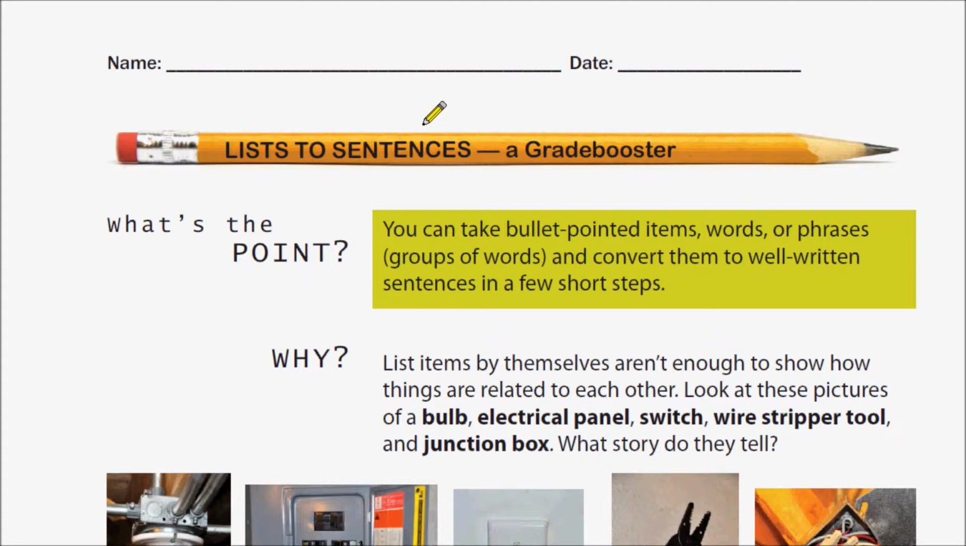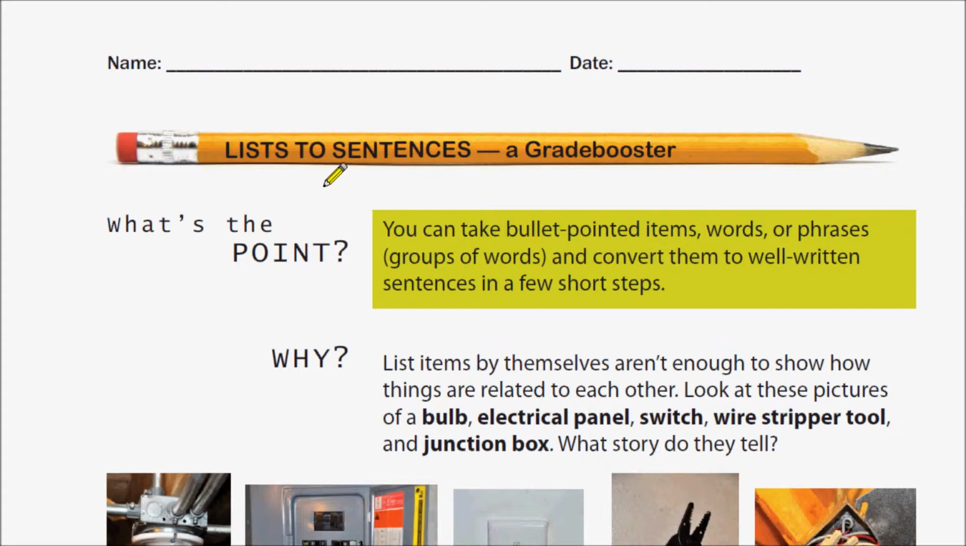And this is something that some people have a difficult time with, but it's not really that complicated to do, and I'm going to show you how to do it. And we call it a grade booster because when you do this, you're going to get better grades, and because you're going to be writing more clearly. And so the point of this is you can take bullet-pointed items, words, or phrases, and phrases, by the way, are groups of words, and convert them to well-written sentences in a few short steps.